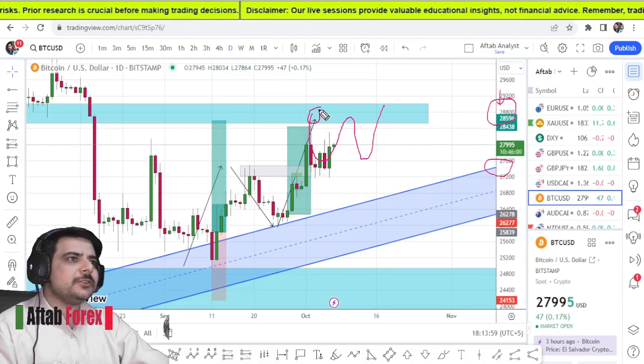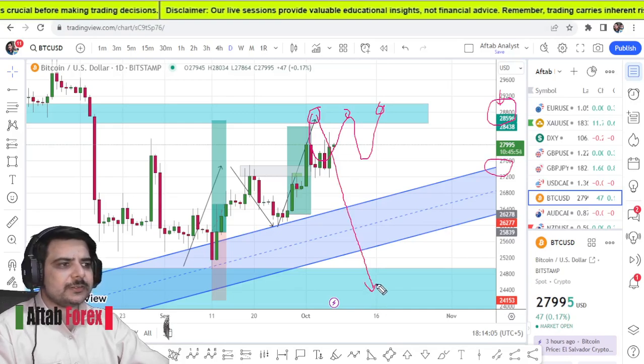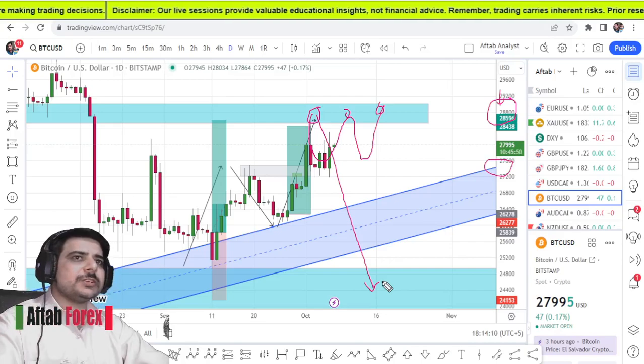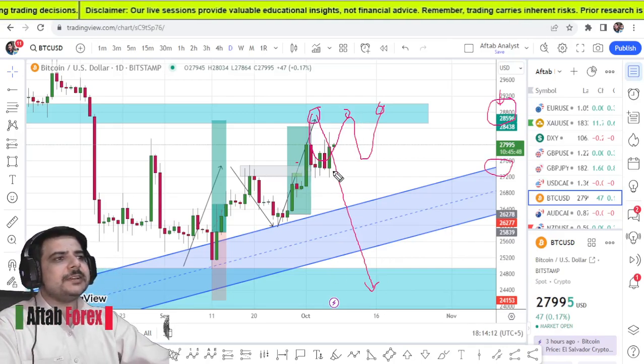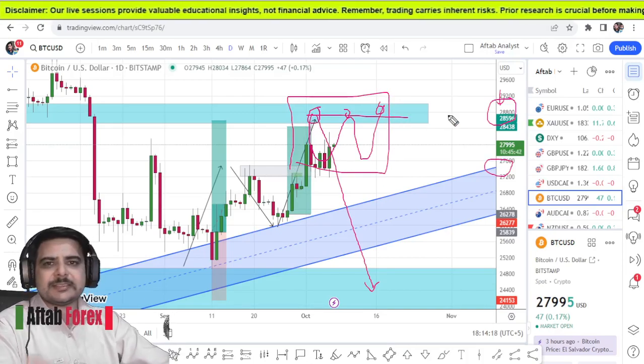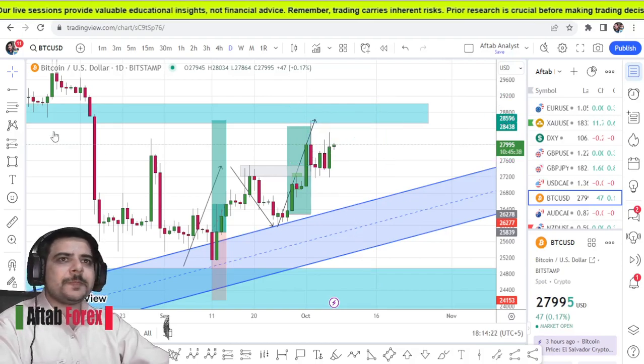So let's see which way this breaks, but technically it is suggesting a further drop towards 23,000, but that is a little bit of a long-term story. Let's see what we get right here. I want to stay a little bit neutral right here, maybe another sell from 28,600 closer to that zone, so it will be very fantastic.